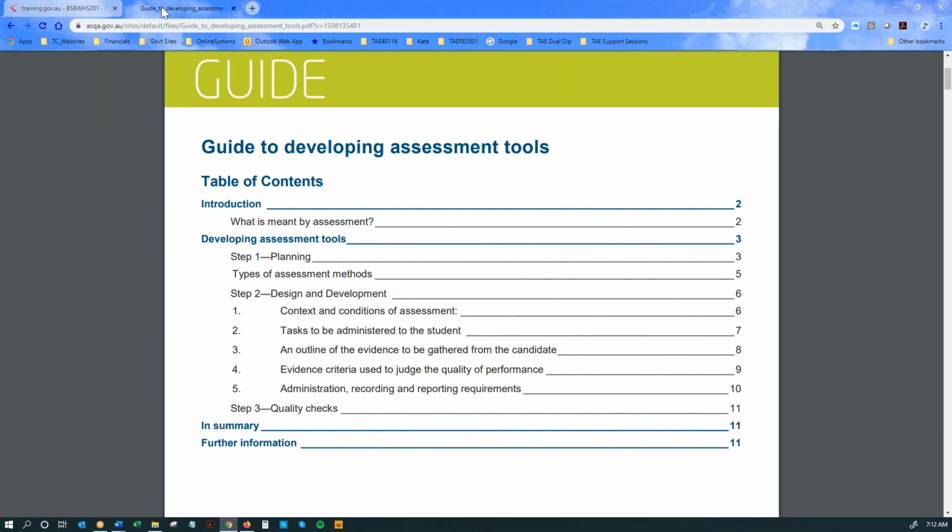And then, of course, with any sort of assessment process, it is a legal process. So therefore, administration, recording and reporting requirements are very important as part of that. And that then leads to step 3.